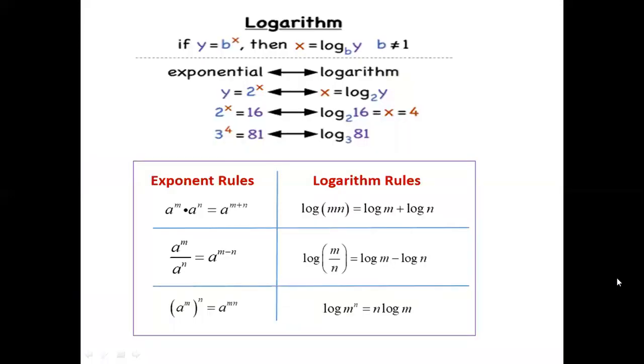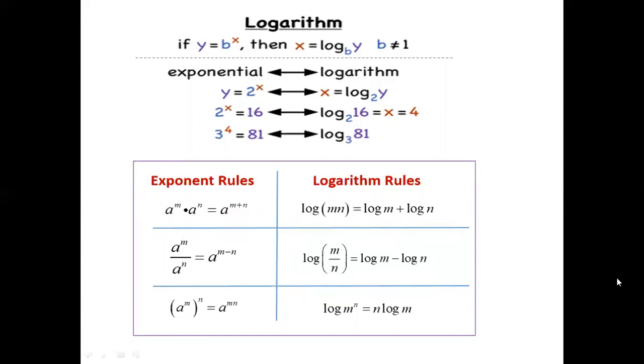Now you see here some more examples of converting exponential to logarithm and logarithm to exponential, vice versa. If y is equal to b power x, then x is equal to log y to the base b, where b is not equal to 1. You see now the exponential forms here, y is equal to 2 power x. That implies x is equal to log y to the base 2. Second example, 2 power x is equal to 16. That means log 16 to the base 2 is equal to x. Its value is 4. Later on I will explain this.